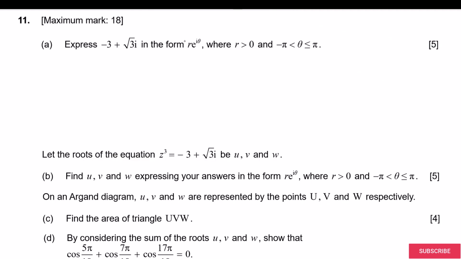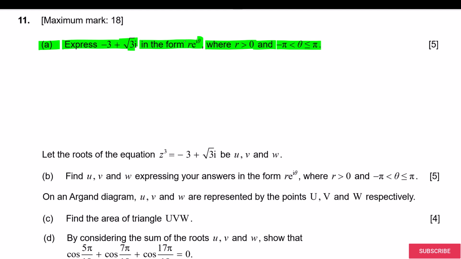So here's the 11th question, A part. Express negative 3 plus root 3 i in the form of r e to the power i theta, that is Euler's form, where r is greater than 0, we know it is the modulus, and theta is greater than negative pi and less than or equal to pi, which is the argument.